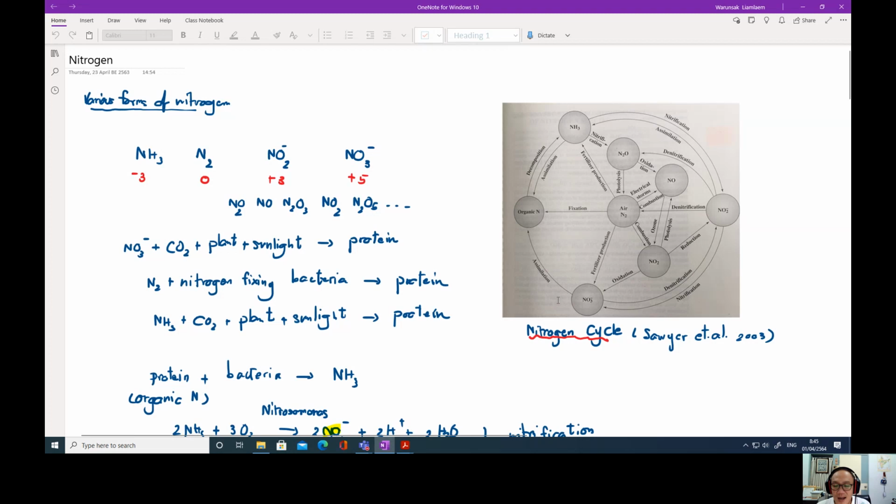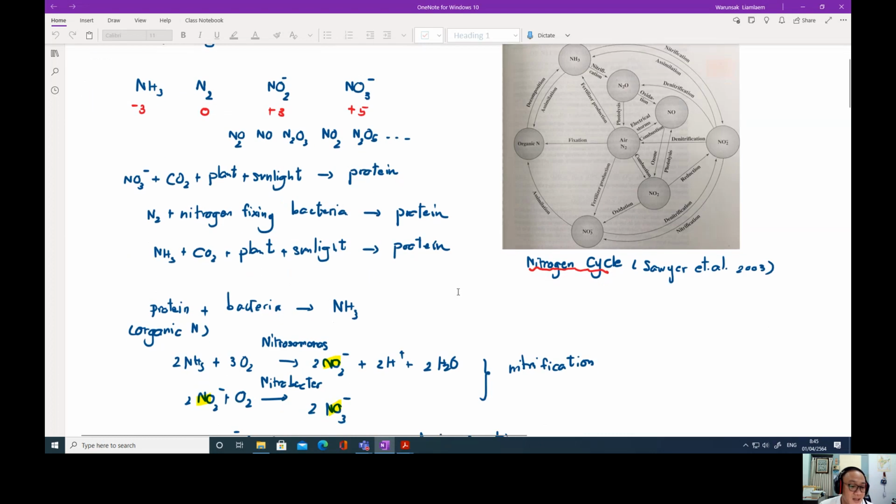That is why in this nitrogen cycle, you find the term nitrification used many times to describe the reactions. Here there is also nitrification. Here is also nitrification. Nitrification is when ammonia or nitrite gets converted to the most stable form of nitrogen in nature, which is nitrate. So this is called nitrification.